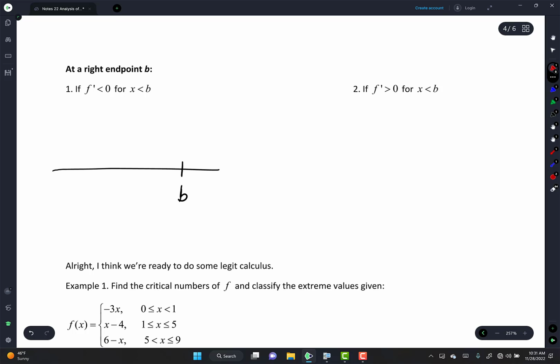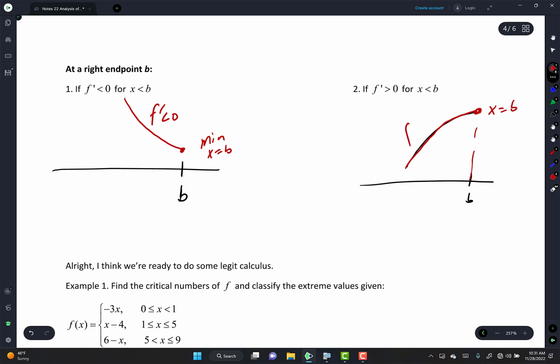So if the derivative is negative and you end at an endpoint, that means this is happening. That's a min. If the derivative is positive and you end at an endpoint, then you have a max. So this is when you argue that endpoints are minimum to maximum.